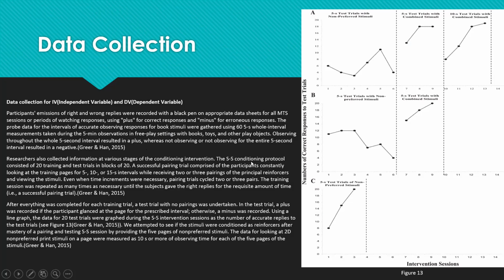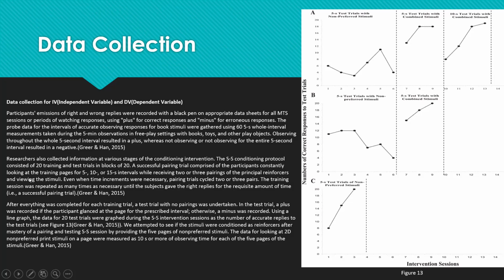The SS conditioning protocol consisted of 20 training and test trials in blocks of 20. A successful pairing trial comprised the participants continuously looking at the training pages for intervals of 5, 10, or 15 seconds, while receiving 2 or 3 pairings of the principal reinforcers. This is the intervention period, where they reinforce the 2D stimuli, reinforcing the viewing of the stimuli. Even when time increments were necessary, pairing trials cycled 2 or 3 pairs.